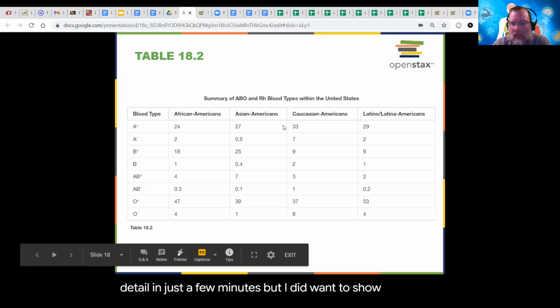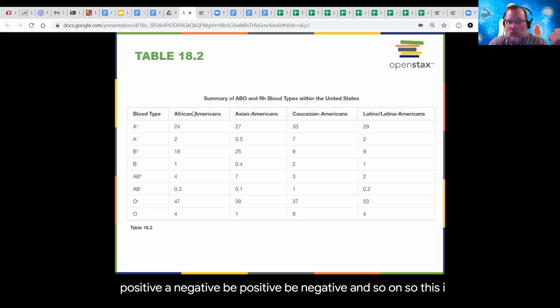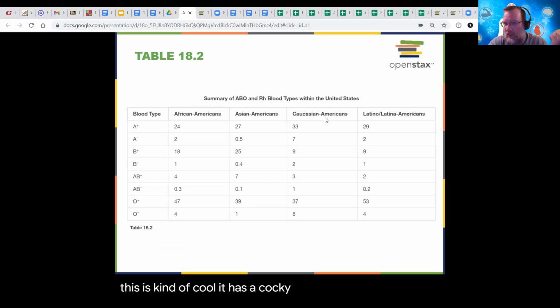But I did want to show you kind of the map. You guys have all heard of this, right? You've heard of A, B, AB, and O blood types. You've heard of positive and negative. So A positive, A negative, B positive, B negative, and so on. This is kind of cool. It has African Americans, Asian Americans, Caucasian Americans, and Latina Americans.